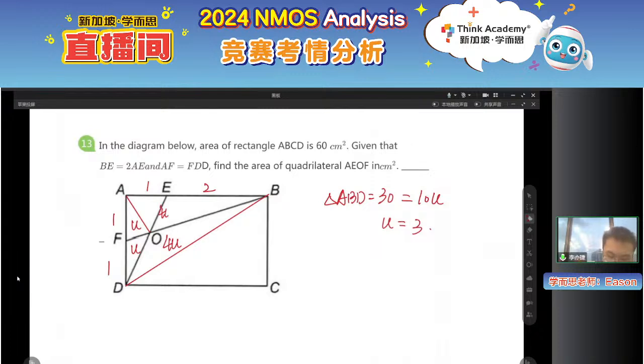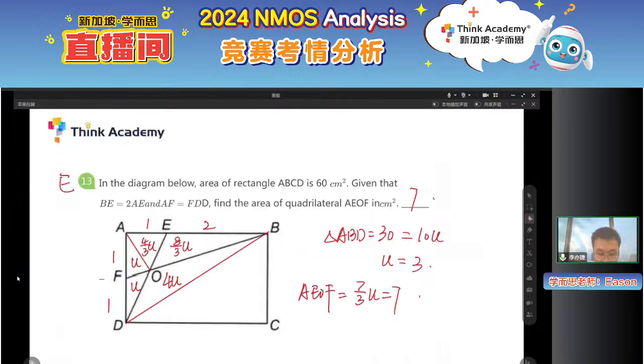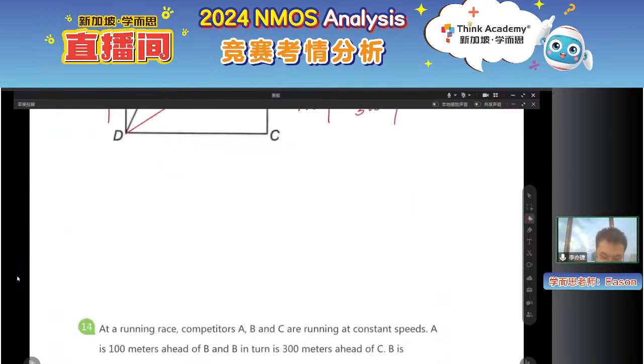And then we distribute 4U to AE and BE. So it becomes 3 over 4U and 3 over 8U, which means the AEOF would then equal 3 over 7U, which is just 7. This is the basic swallowtail model, maybe we treat it as the easy one, right?